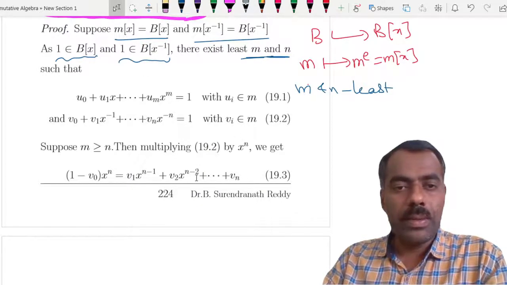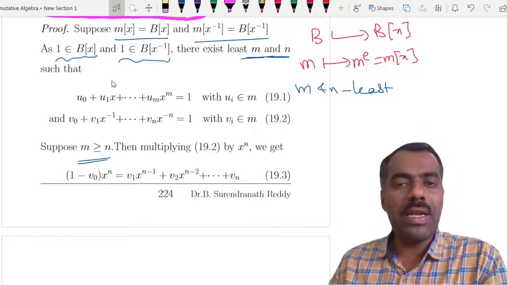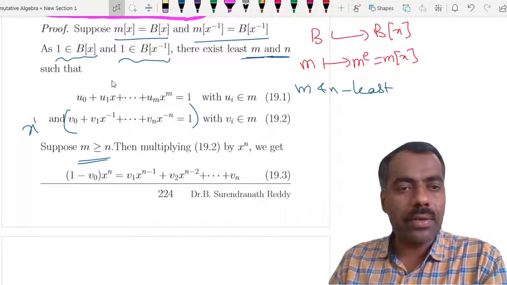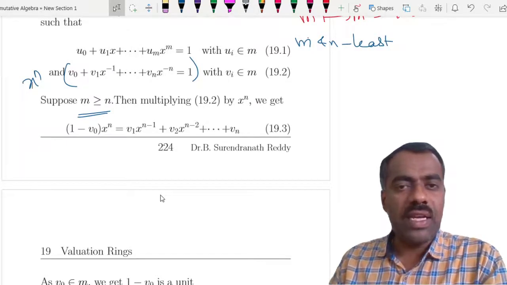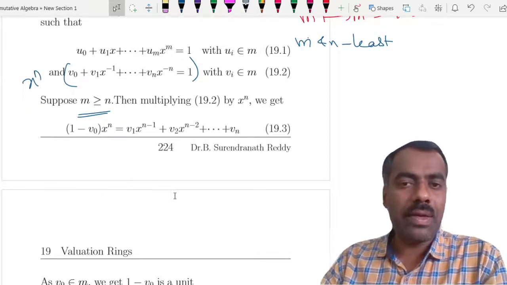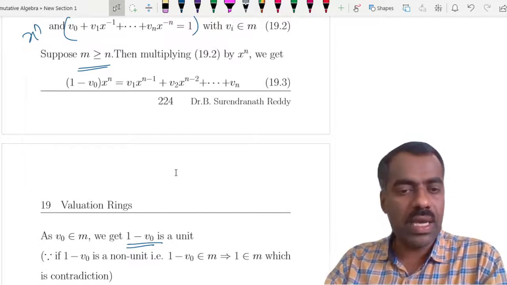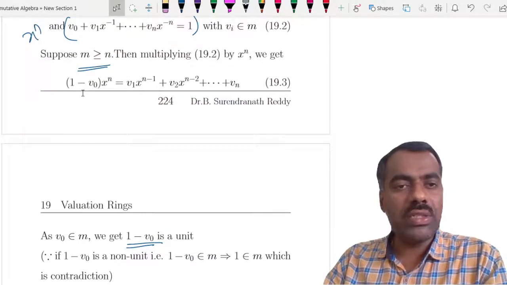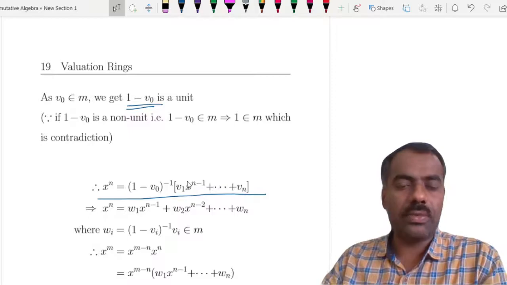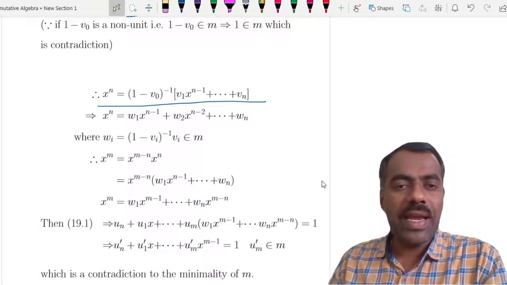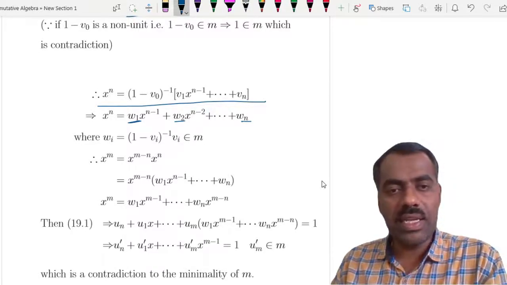Suppose m is greater than or equal to n. Then multiplying this one by x power n and simplifying, we get that 1 minus v naught times x power n is this, and v naught is coming from M, and M is a maximal ideal, so therefore 1 minus v naught is a unit. So you can multiply by its inverse and bring it to this side. Therefore x power n is this, with 1 minus v naught inverse multiplied, and call these the w i's. What we have observed is that x power n is a linear combination of these things.